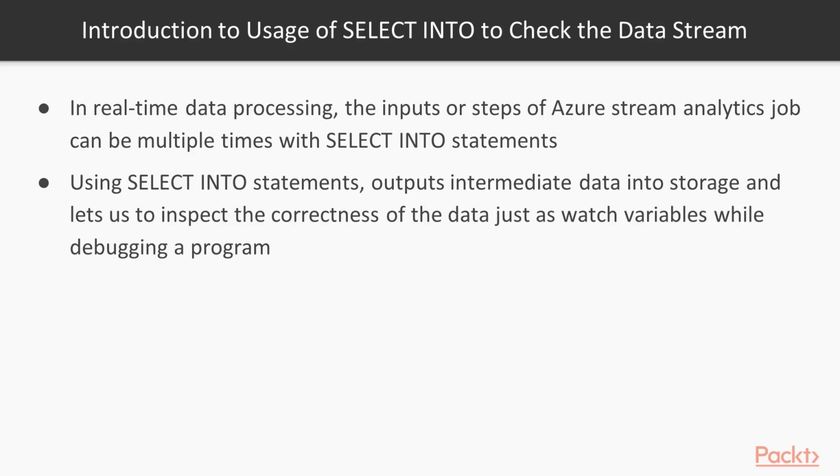In real-time data processing, it's very important to know how the data looks in the middle of the query and how that could be helpful. Inputs or steps of an Azure Stream Analytics job can be read multiple times, so we can write extra Select Into statements that output intermediate data into storage. This lets us inspect the correctness of the data, just like watching variables when debugging begins on a particular Stream Analytics job. So Select Into statements particularly help with debugging and troubleshooting of a Stream Analytics job.